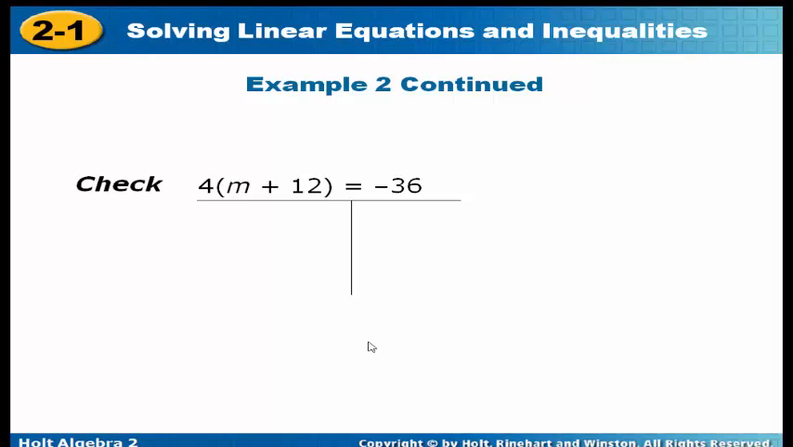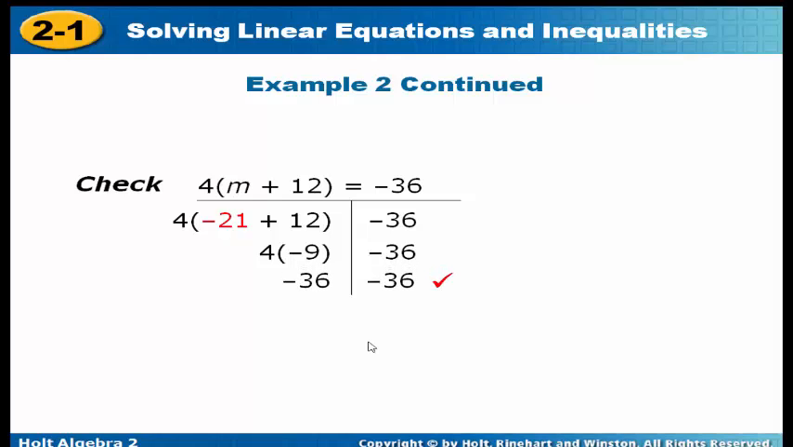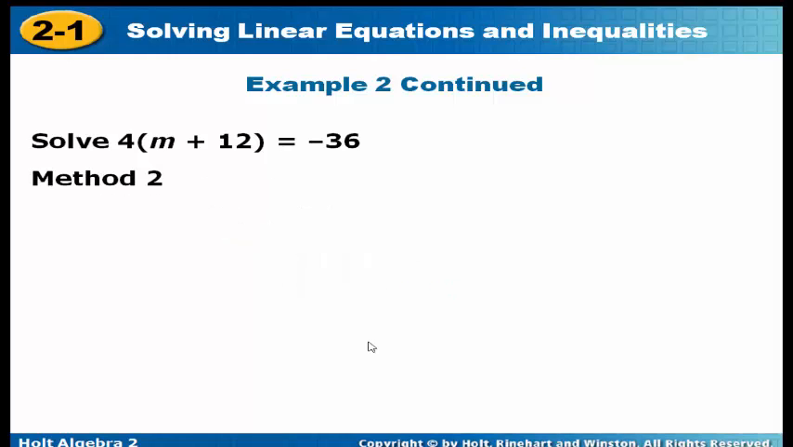Check: 4 times (m plus 12) equals negative 36. And we said that m equals negative 21, so replace m by negative 21. So 4 times (negative 21 plus 12). Negative 21 plus 12 equals negative 9. So negative 9 times 4 equals negative 36. So the answer is right.